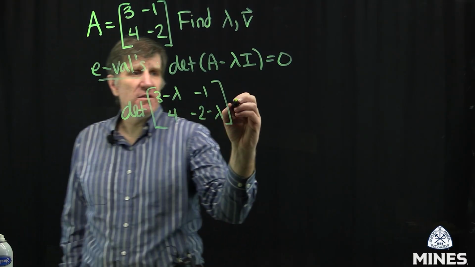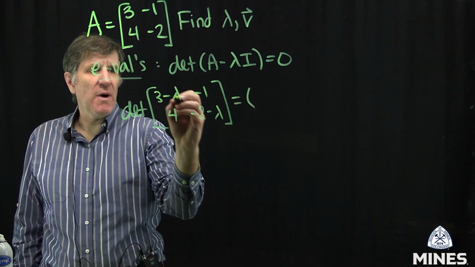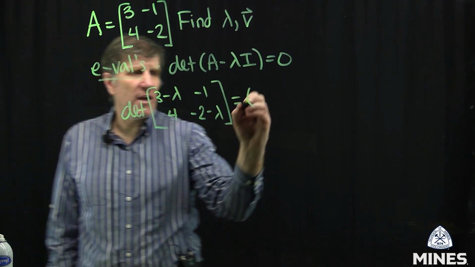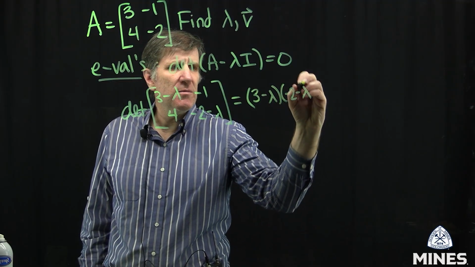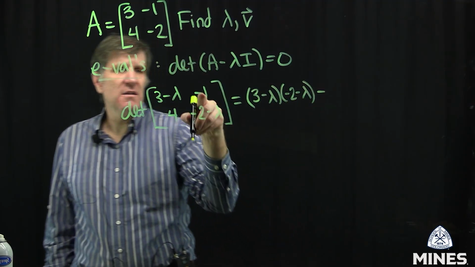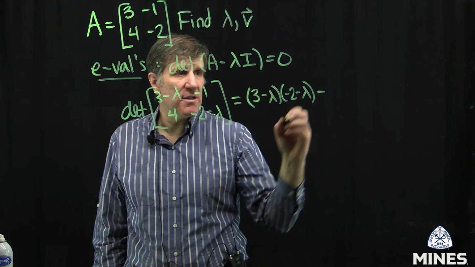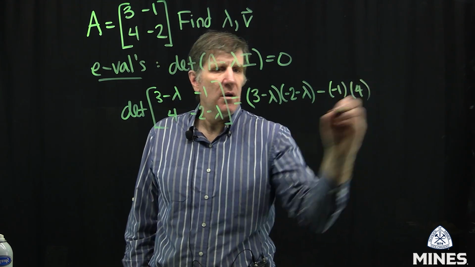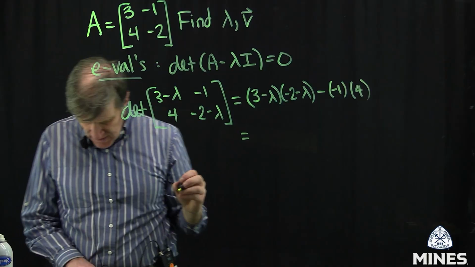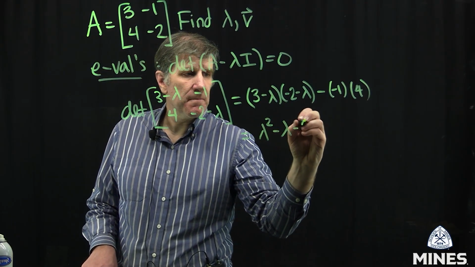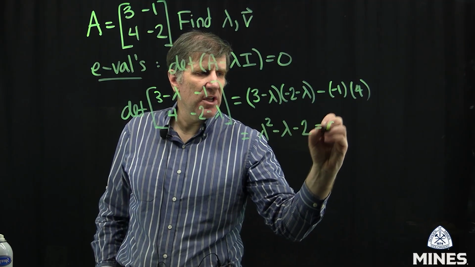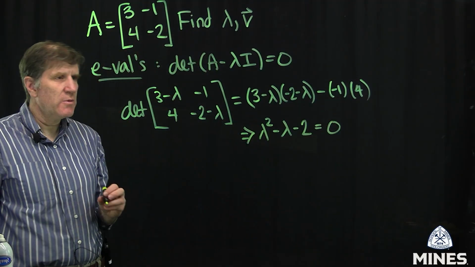We want the determinant of that. We get the determinant by multiplying these elements on the diagonal. That's 3 minus lambda times negative 2 minus lambda, minus negative 1 times 4. So that equals lambda squared minus lambda minus 2. And that should equal 0, right? The determinant should equal 0.